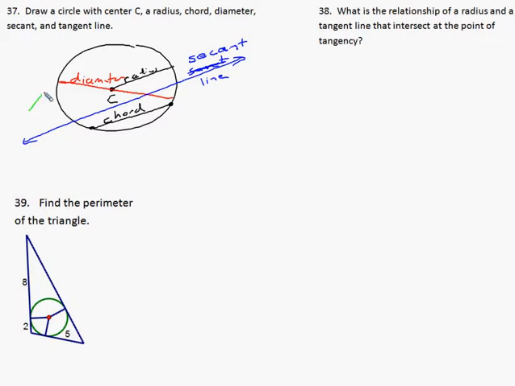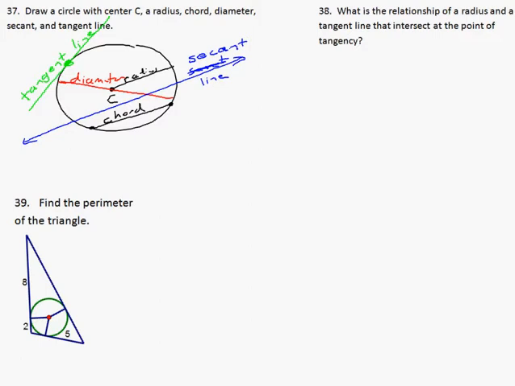Hopefully I get this. Here we go. So there's our tangent line, and it just intersects at that point. That's called the point of tangency, which is referred to in number 38.